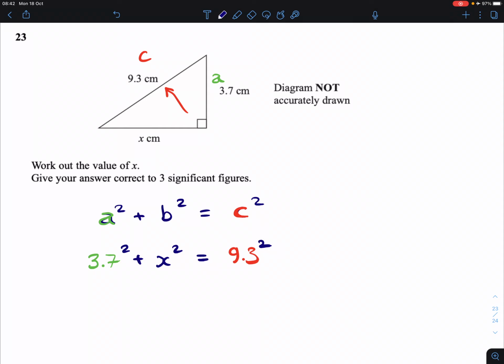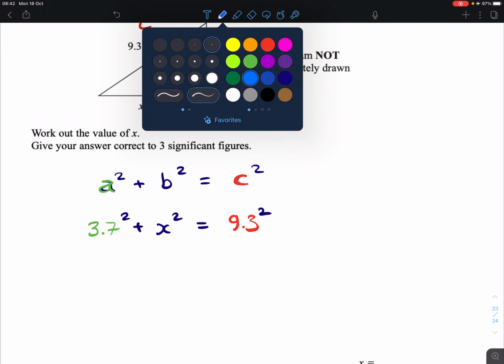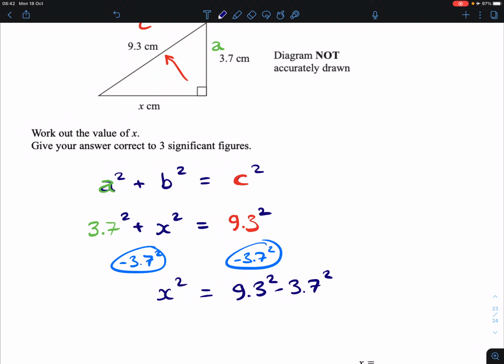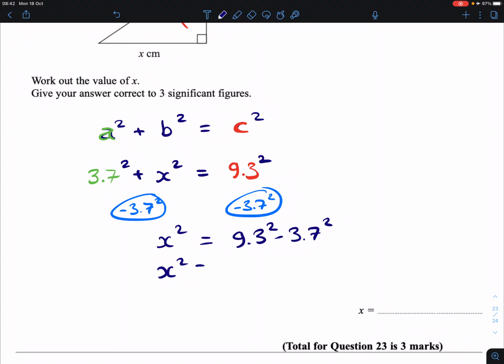Then you've got two choices. You can do 3.7 squared and 9.3 squared before you take the step I'm about to show you, but for me, I would just like to straight away take away 3.7 squared from both sides, just rearrange it so that we're getting our x squared on its own. It doesn't matter, like I said, if you want to put the powers into your calculator first. So this is what I would be typing into the calculator, 9.3 squared, take away 3.7 squared. If we do that, we're going to get 72.8 on the money.